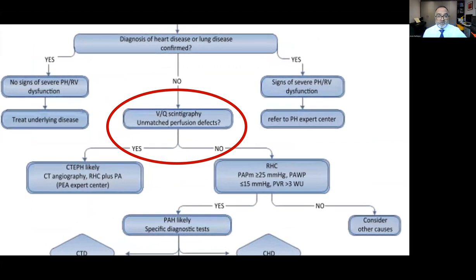We do the VQ scan as a screening tool for chronic thromboembolic pulmonary hypertension. If it's abnormal and shows mismatched perfusion defects, then we say that actually CTEPH is likely. We would need to compare that with a CT pulmonary angiogram, a right heart cath, and potentially also a pulmonary angiogram. And the reason is because the CT pulmonary angiogram can look for proximal clot, and the pulmonary angiogram can confirm the presence and the extent of the distal disease, which we also get an idea from the VQ scanning.